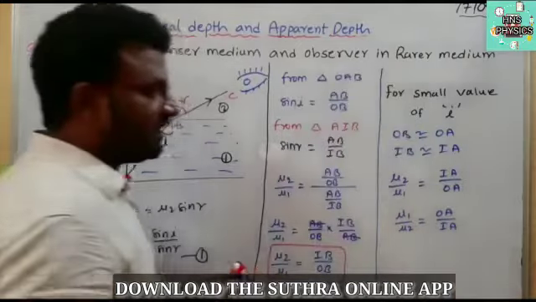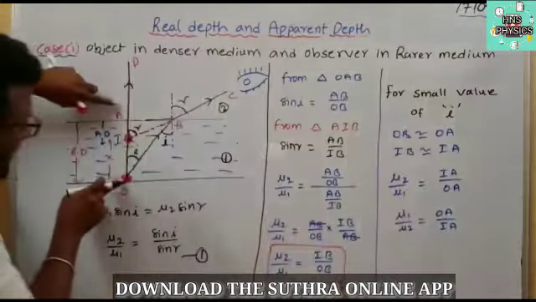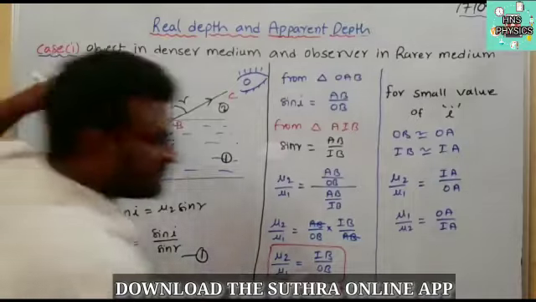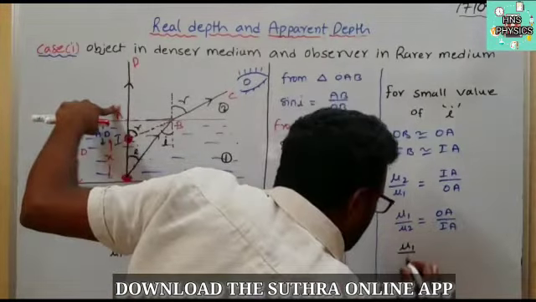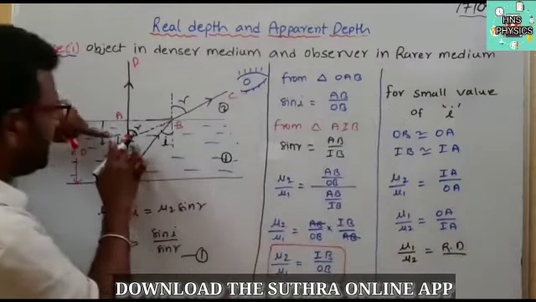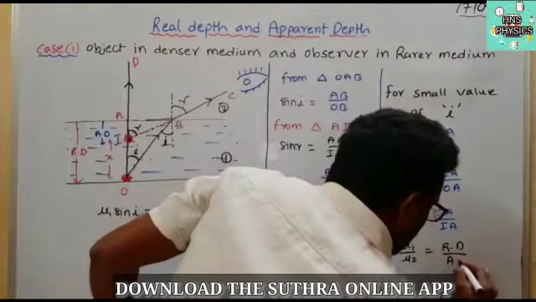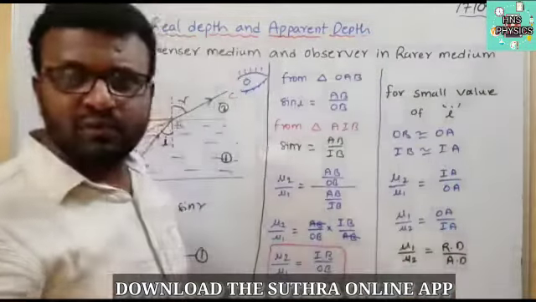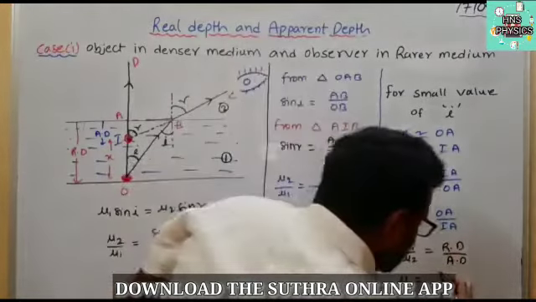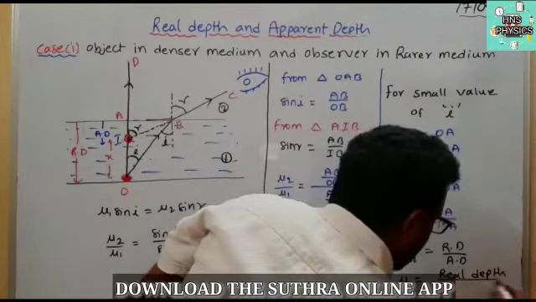But from the diagram, if you observe, OA is the real depth, which is denoted by RD. So I am writing mu1 by mu2 is equal to RD by IA. IA is nothing but AD, the apparent depth. So if I represent mu1 by mu2 with mu, you will get RD, that is real depth, by apparent depth.